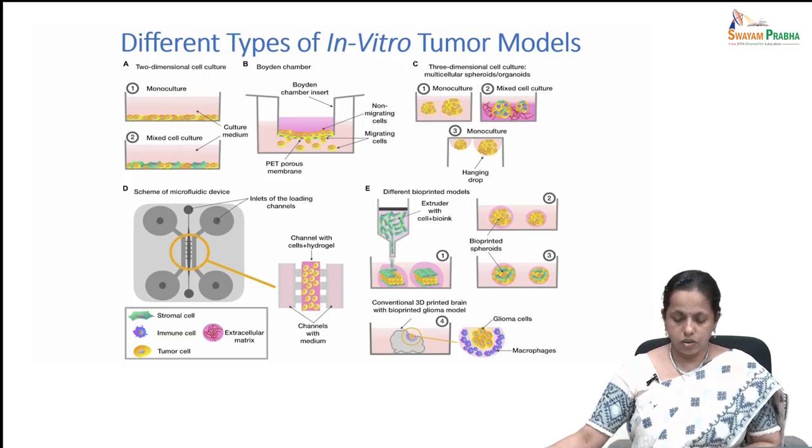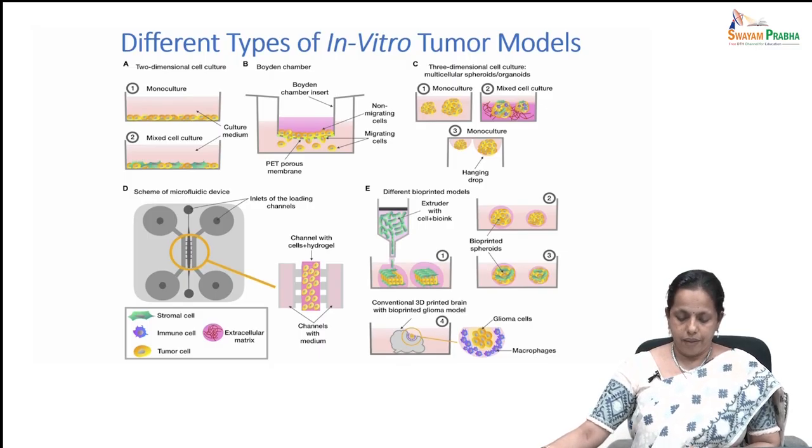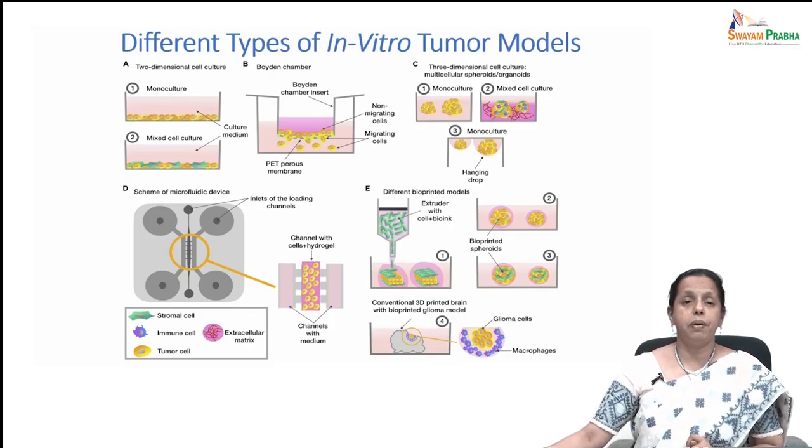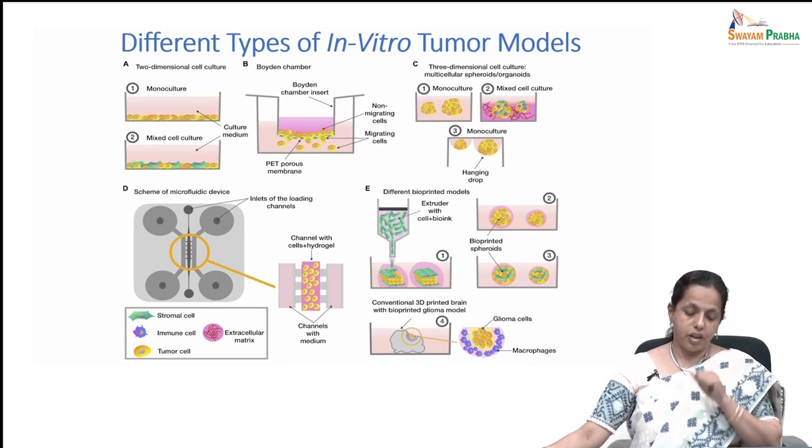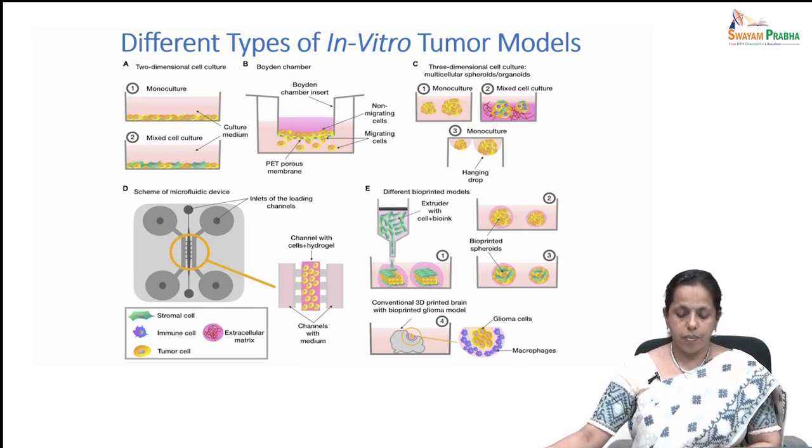Bioprinted spheroids consisting of tumor cells are also present. And bioprinted spheroids, which are models of the tumor stroma, consist of tumor cells with stromal cells. And then finally, a glioma model consisting of a 3D printed brain, which is happening very much. There are several 3D printed organs coming, along with the bioprinted glioma model. And the glioma cells and the macrophages are seen here.